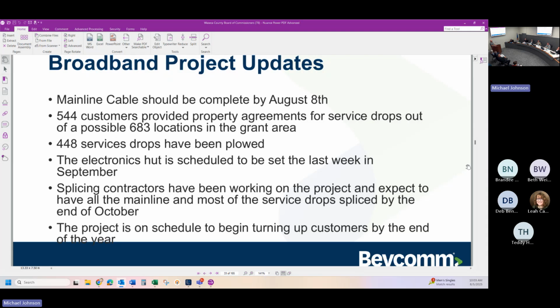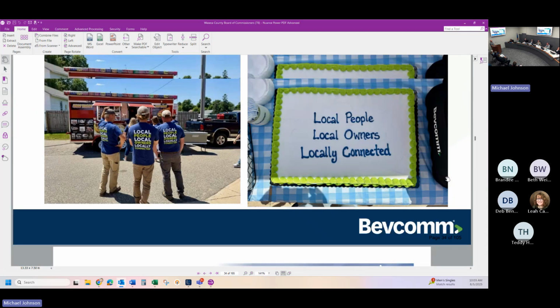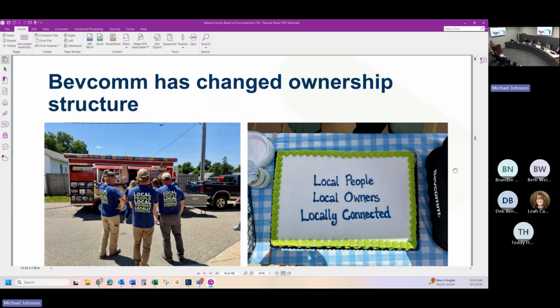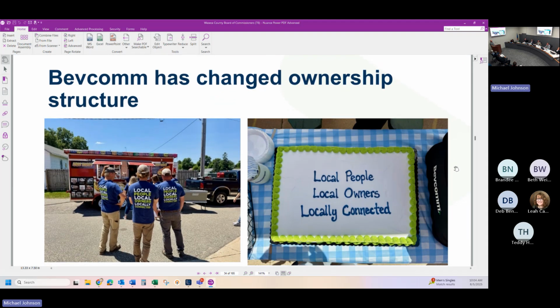So that's this project. The next slide, just a quick update on BevCom itself. We had a little bit of a change in our ownership structure. On July 1st, we put into place an employee stock ownership plan, an ESOP. So as of July 1, 49% of the company is owned by the employees. My family still owns 51% of it. We were looking to do something where we could keep the company's focus on being a local company. We wanted a way to reward the people that are actually making things happen and making us successful. So our new slogan now is local people, local owners, and we're locally connected.